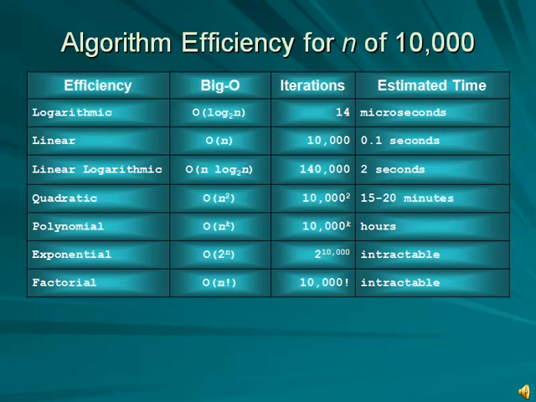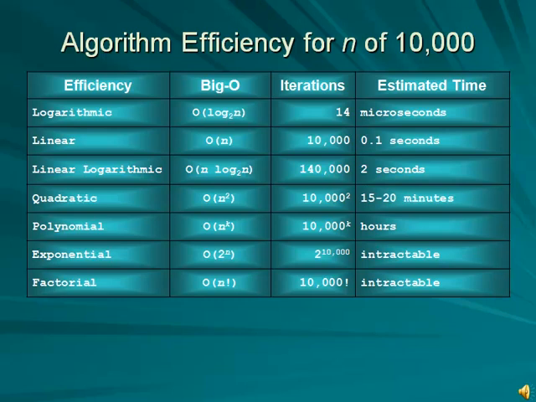Some of you may get a better handle on how big O works and how efficiency compares by taking a look at some hard numbers. In this case, we're talking about algorithms of different types, logarithmic, linear, linear logarithmic, and so on, where we have a value of n of 10,000. We're also assuming that this is running on a fast computer. So in the case of logarithmic, big O(log n), when we have an n of 10,000, we only have 14 iterations, and the estimated time to complete is in microseconds.